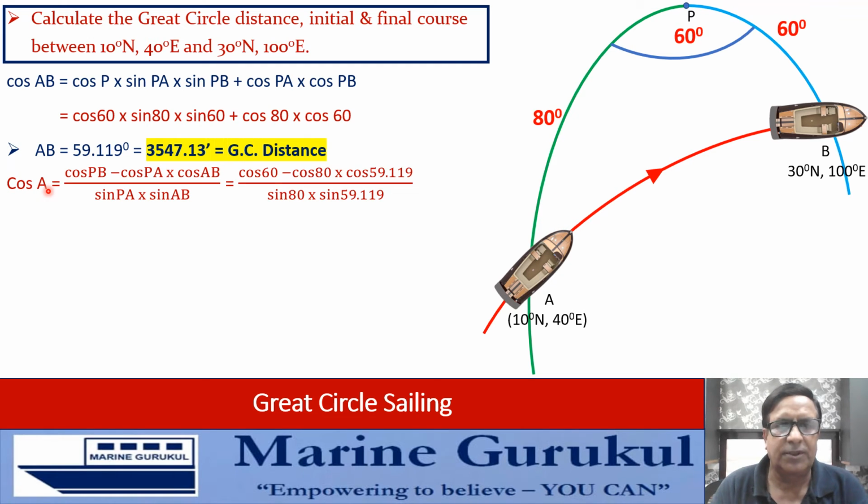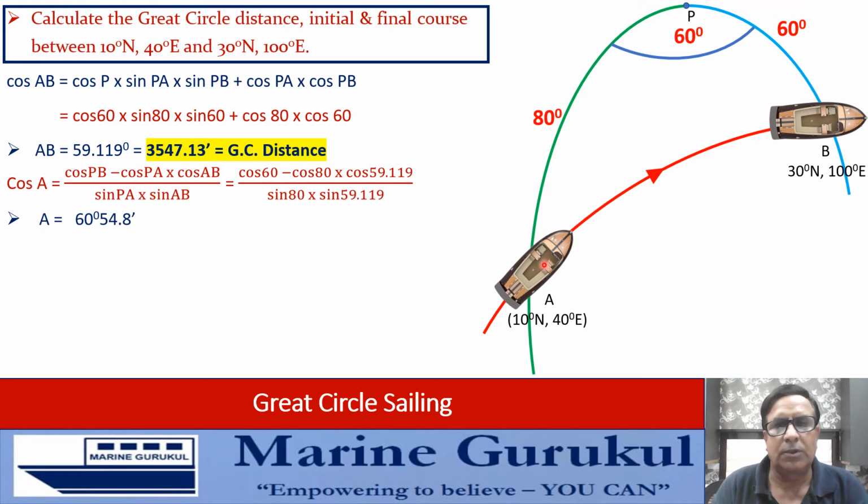Now we write the cosine formula again, this time for angle A. This is how the cosine formula for angle A shall be written. Now we know all the parts used on the right hand side, including AB, which has just been calculated to be 59.119 degrees. When we put all these values in the formula, we get the value of A as 60 degrees 54.8 minutes. That is this angle.